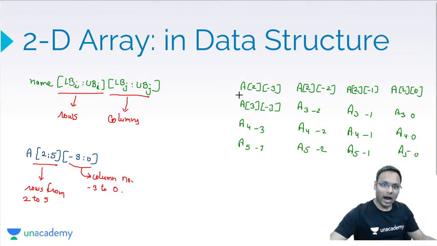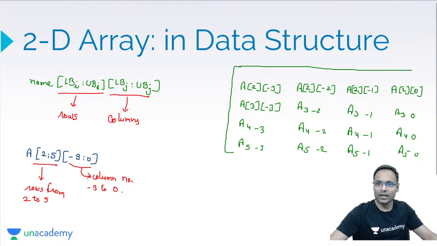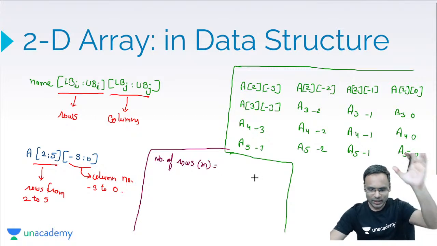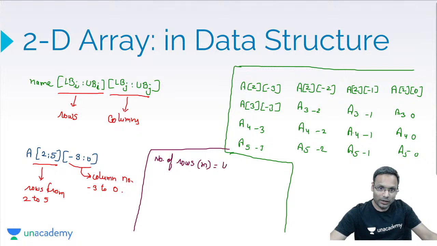2D array, yes. How do you get the total number of rows and total number of columns, and how many total elements are in the array? How do you get that? It's very easy. How to get the rows? Number of rows I will denote by m. Okay, in my assumptions I take m. m is equal to upper bound of rows minus lower bound of rows, which is I, plus 1. 5 minus 2, 3 plus 1, 4.